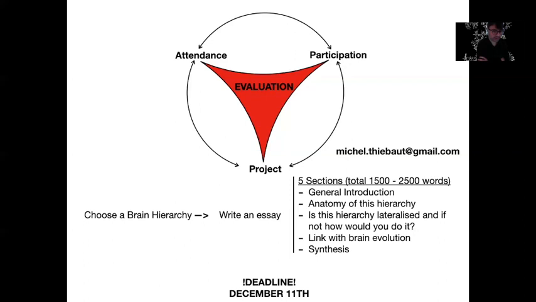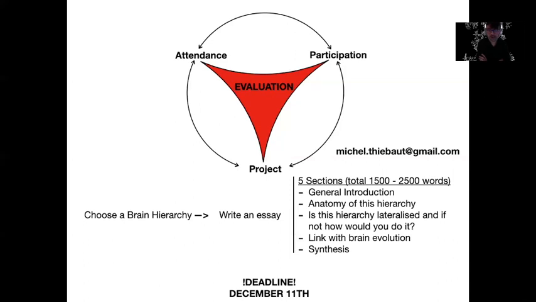Another paragraph is about the anatomy of this hierarchy. So what are the regions? Why is it a hierarchy? What really is the order behind this hierarchy in the brain? Then another little paragraph about whether this is lateralized or not. Sometimes the hierarchy that you chose has never been explored in terms of lateralization. And this is very interesting. This is where you can be original and suggest how you would really measure the lateralization of this hierarchy in the brain.